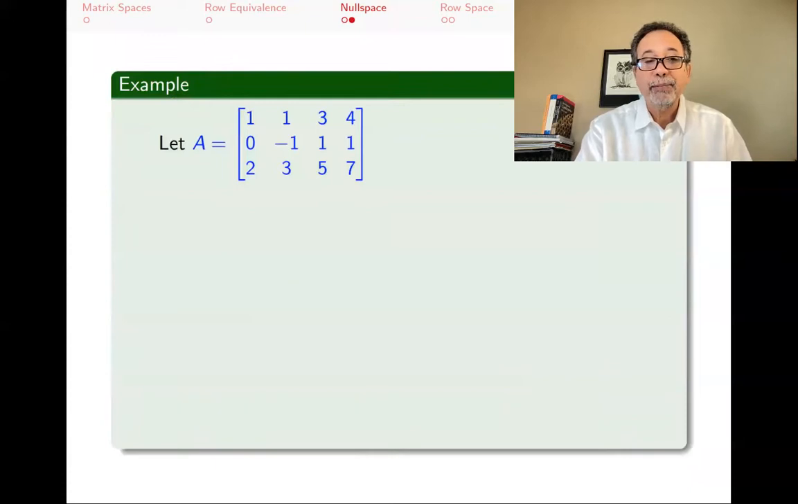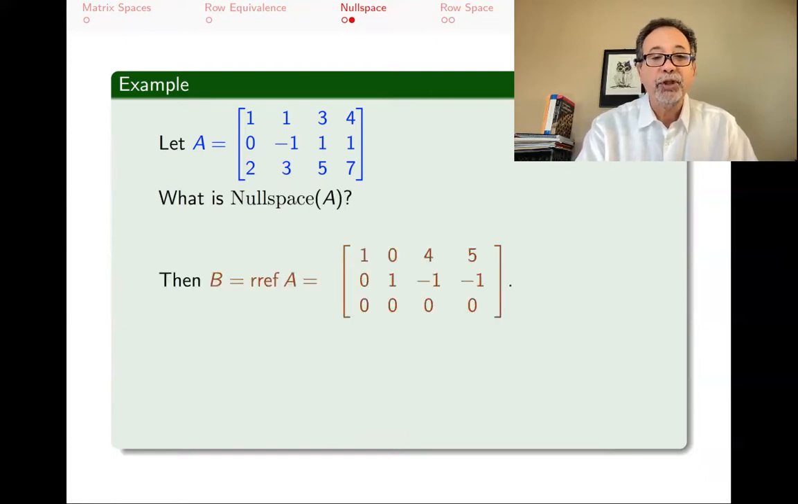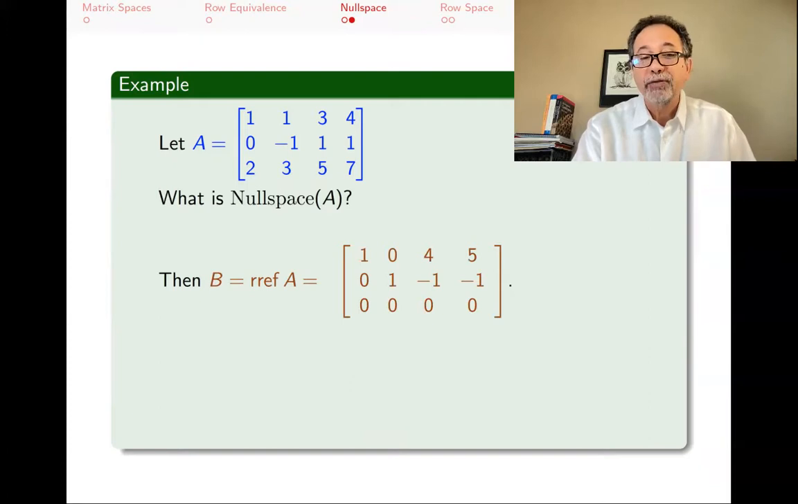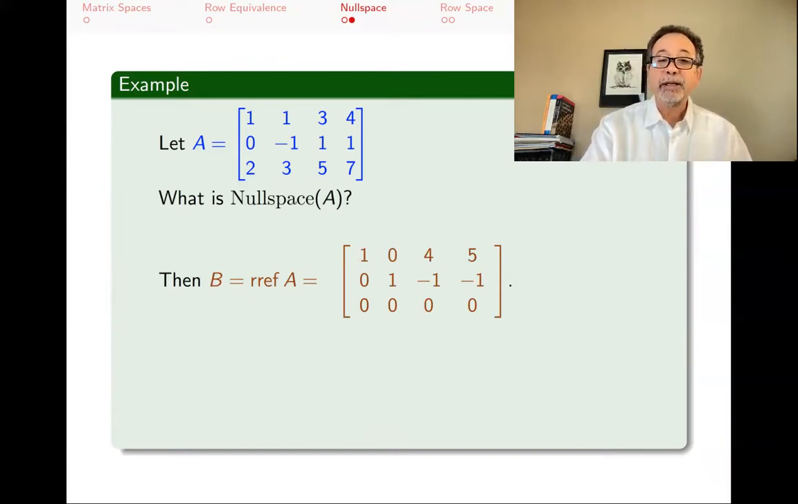Let's look at a quick example. So A here is a 3 by 4 matrix. And what's the null space of A? Well, how do we do that? Instead of finding the null space of A, we find the reduced row echelon form of A and find the null space of B. B is the reduced row echelon form of A. A and B are row equivalent.